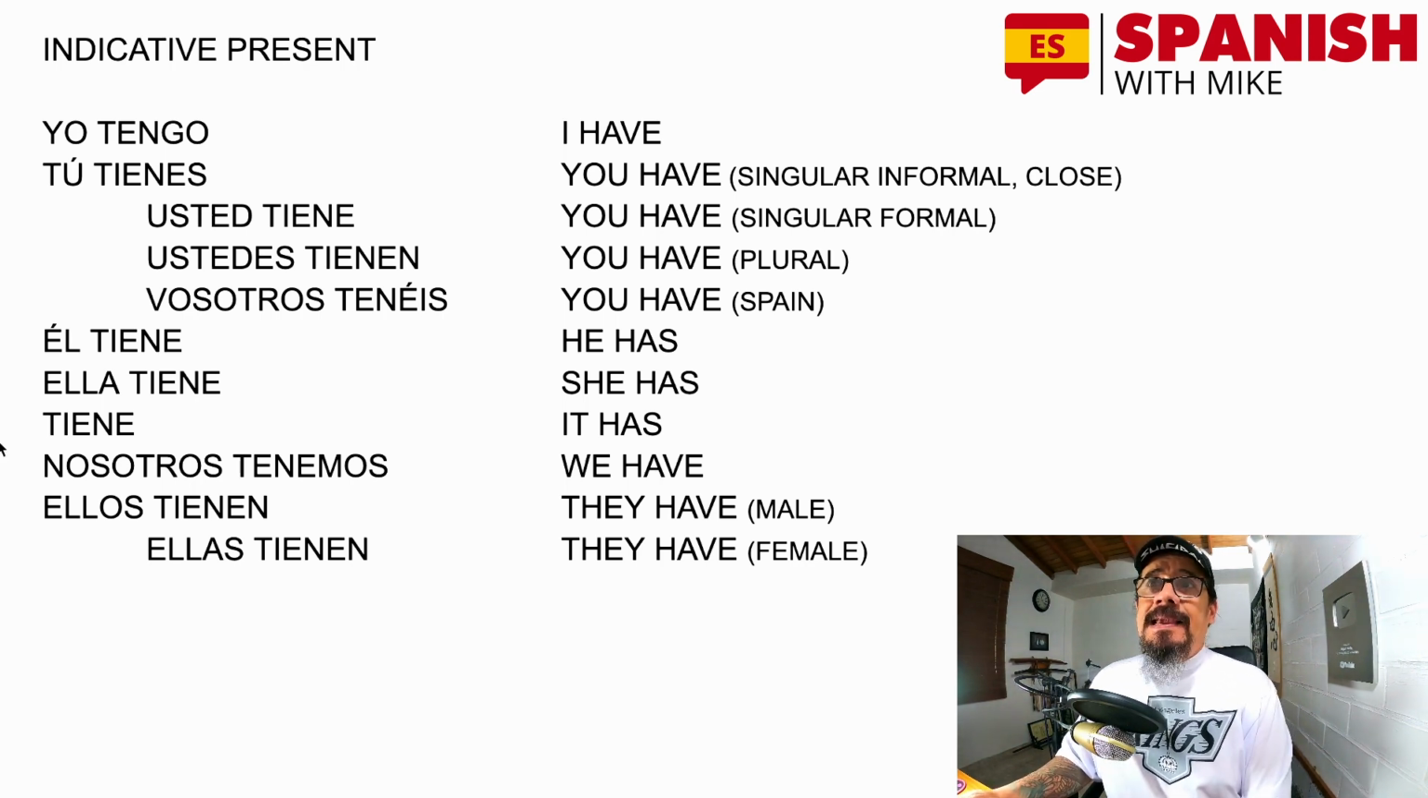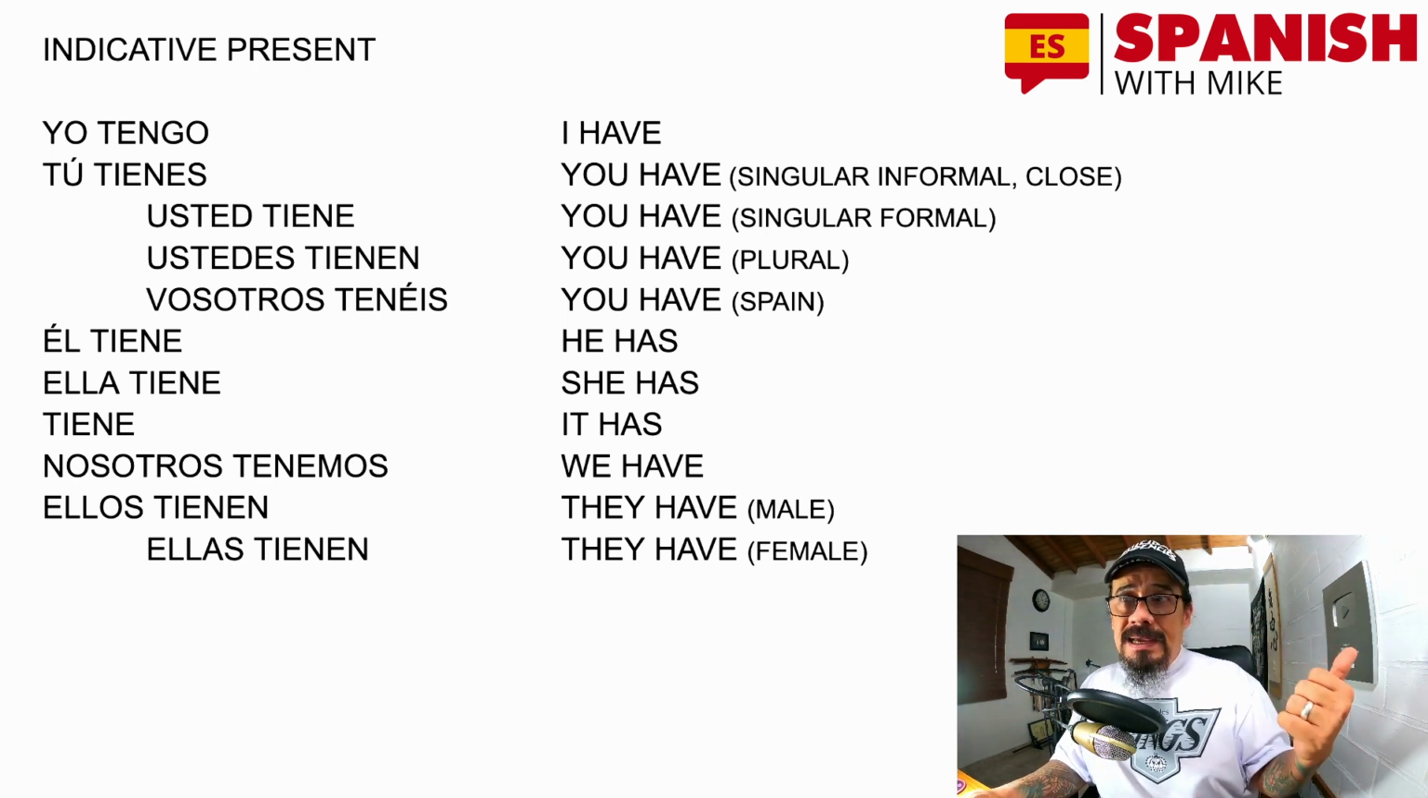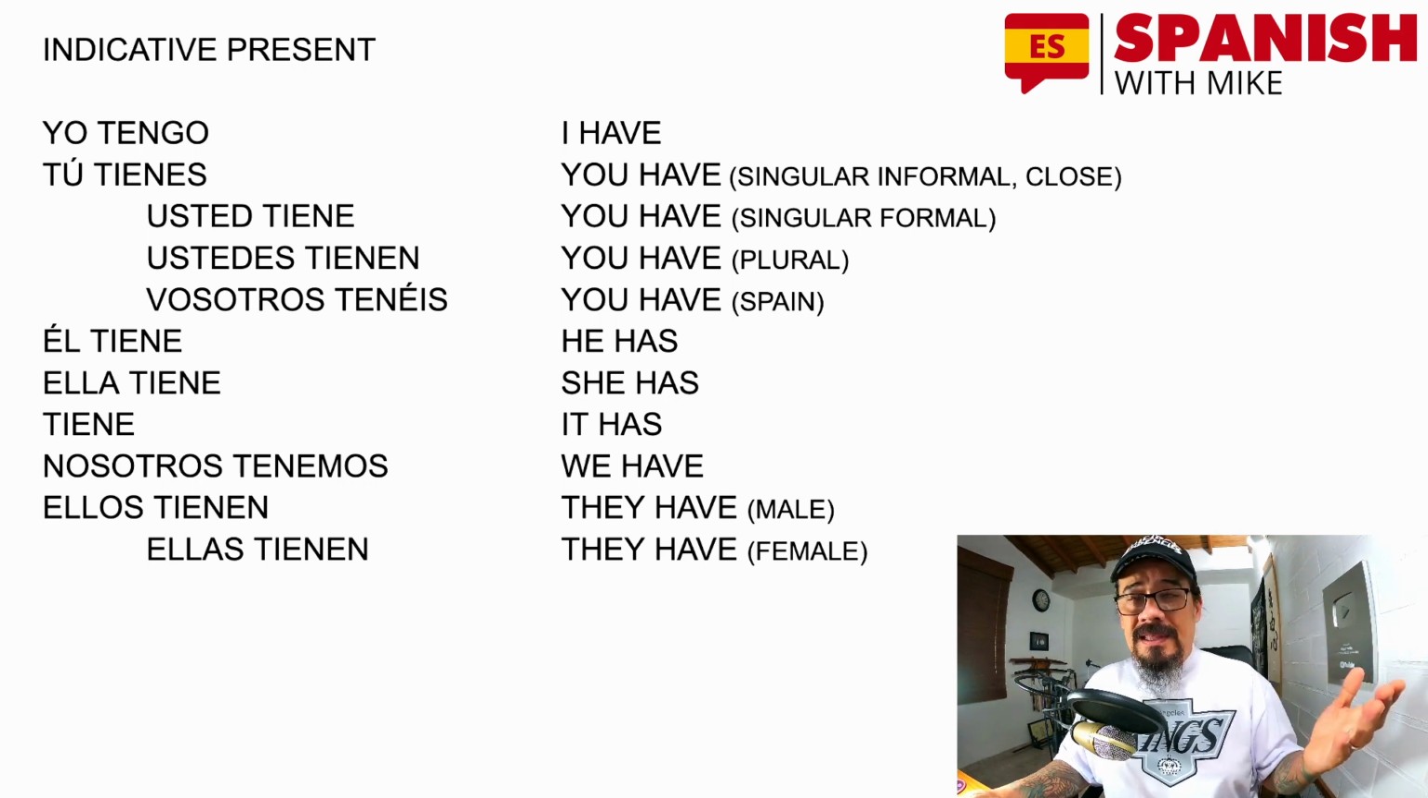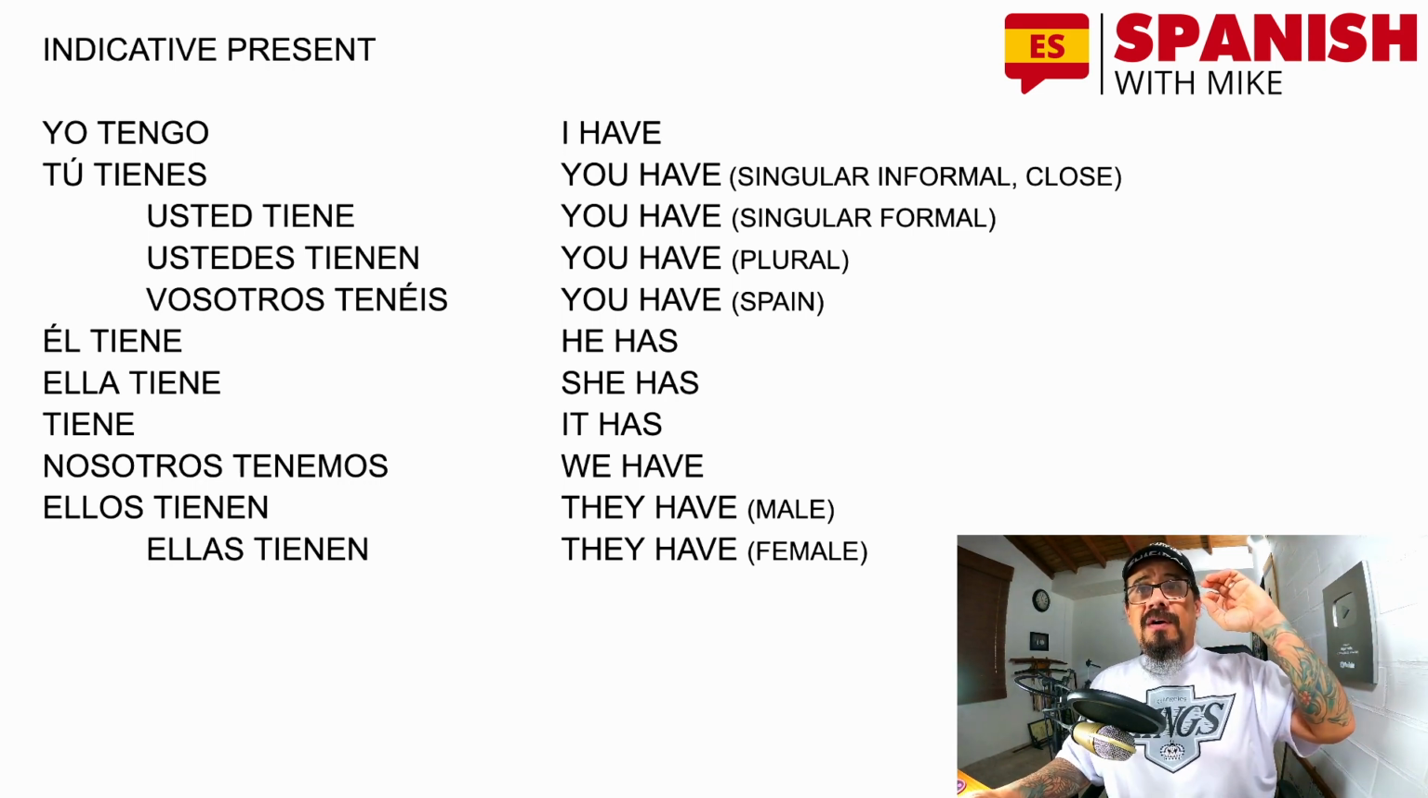Él tiene, he has. Ella tiene, she has. Tiene, it has. Nosotros tenemos, we have. Ellos tienen, they have. Ellas tienen, they have. Ellos male, ellas female. These are the conjugations of the verb tener.